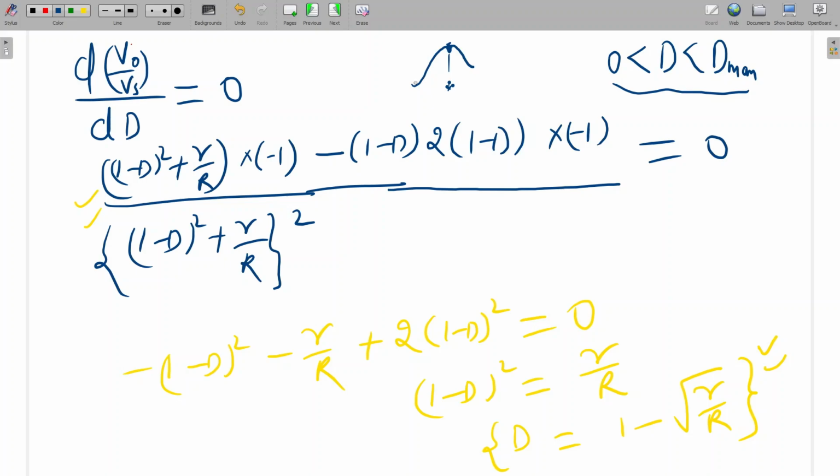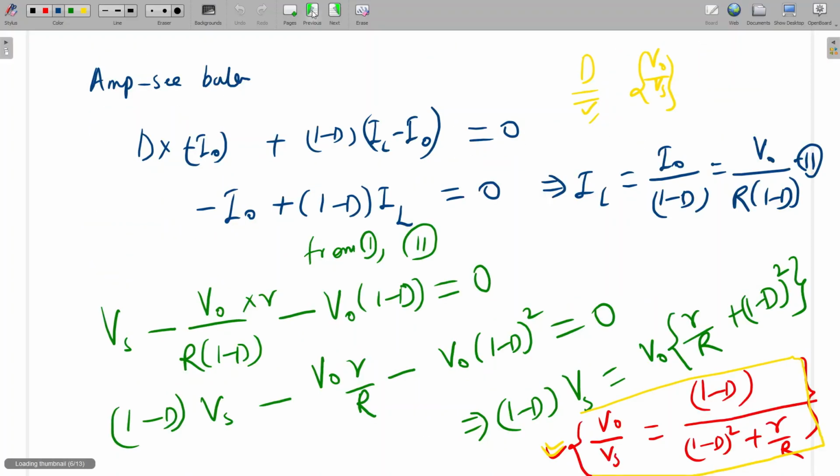So what should be the range? The operating range should be 0 to D max, the D at which we are getting the maximum gain. Okay. So how can the question be framed? The question can be framed like, what will be the value of the duty ratio at which gain will be maximum? Otherwise, what will be the value of the maximum gain? Is it clear to all?